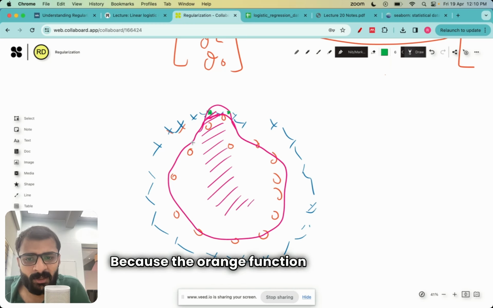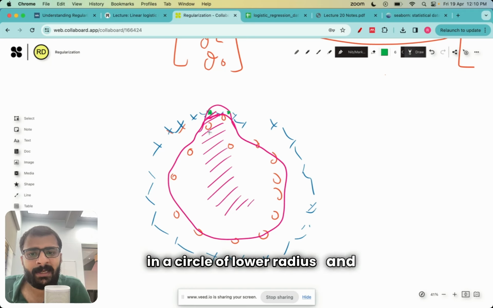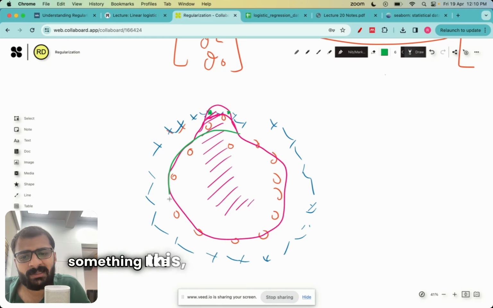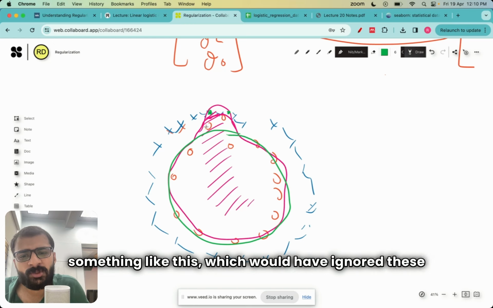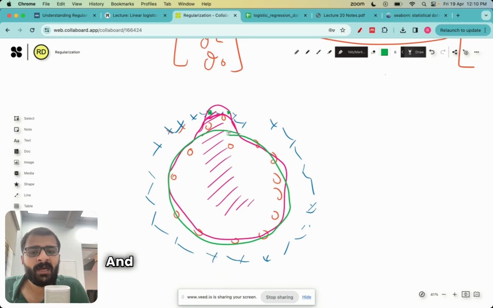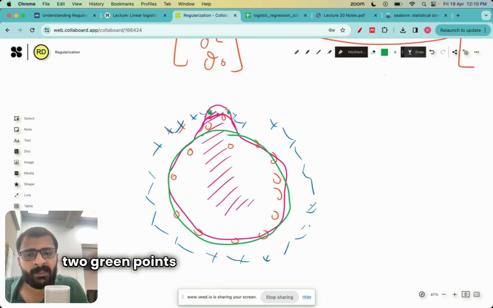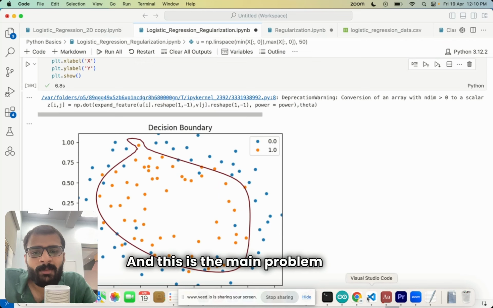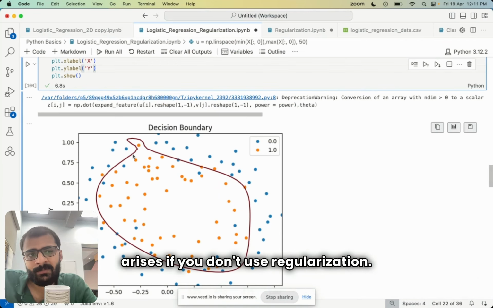Because the orange function looks to be in a circle of lower radius, and these points are maybe just the outliers. So the actual plot which we wanted was something like this, which should have ignored these 2 points as noise in the data. And if this was our actual plot, then these two green points would be correctly classified as blue. But now they will be wrongly classified as orange because our algorithm has overfitted and it has given importance to this noise in the data, and everything here will be classified as orange. That is what is meant by overfitting. And this is the main problem which arises if you don't use regularization.